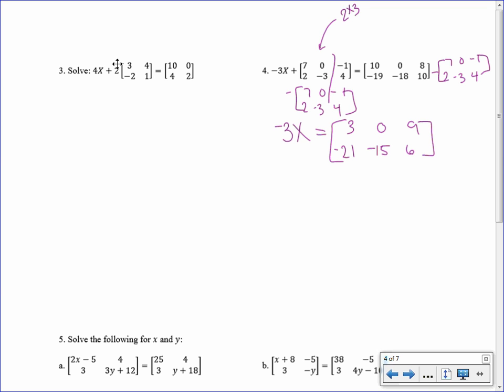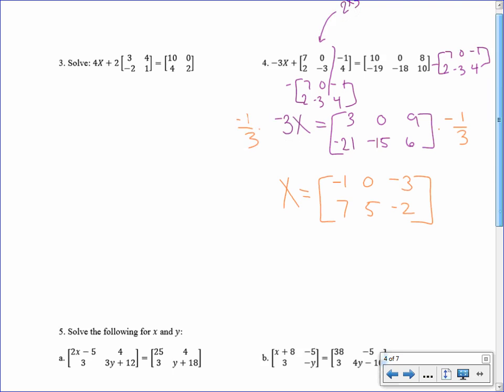And then we can divide both sides by negative 3 or multiply both sides by negative 1/3. And we get that x is equal to, be careful, you're multiplying by negative, so all the signs are going to change. So that's going to be negative 1, 0, negative 3, 7, 5, and negative 2. Right. Easy peasy.